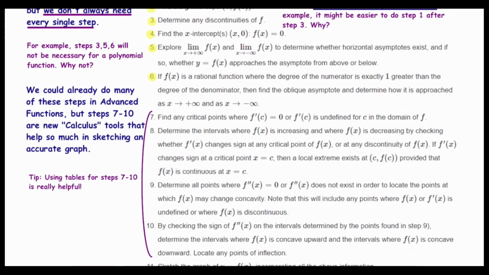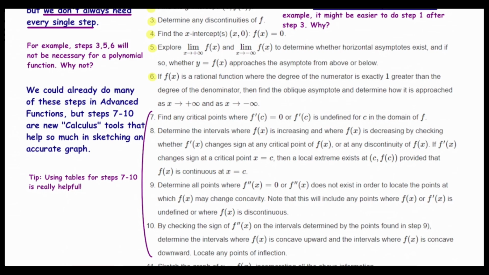And let's just stop and review the steps on the notes on the side for a moment. As we talk about step 3 and 5 and 6, we're talking about horizontal asymptotes and rational functions. These steps will not be necessary for a polynomial function. Why? Polynomial functions are continuous everywhere. They don't have horizontal asymptotes. They don't have the degree of the numerator greater than the degree of the denominator because they don't have numerators and denominators. We could already do many of these steps in advanced functions, but steps 7 through 10 are our new calculus tools that help so much in sketching an accurate graph.